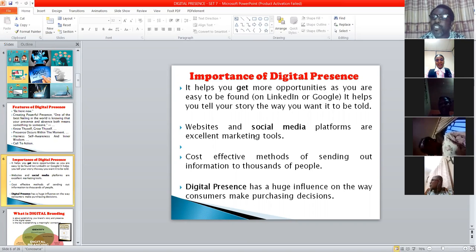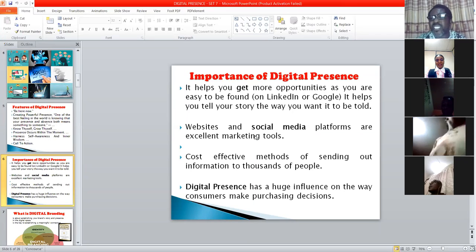And that is how it goes, and you begin to grow in that regard. So it's cost-effective. Digital presence has a huge influence on the way consumers make purchasing decisions. For example, if you are looking for a speaker and you go online to type my name, you see all my pictures, you see the way I am dressed, you see the way I'm handling issues, and you say, I know this one is a speaker. When you go on YouTube and you check all my videos and you listen to me, you say, no, this one is a speaker. So it will affect people in taking decisions.